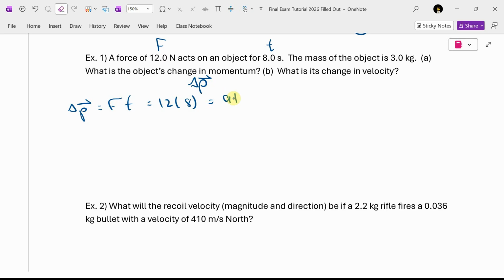And the units for momentum, 96, were kilogram meters per second. The units for change in momentum were kilogram meters per second. But the same units are also newton seconds, because force times time. If you simplify force newtons times time seconds, you will end up with kilogram meters per second. So you can use them interchangeably.